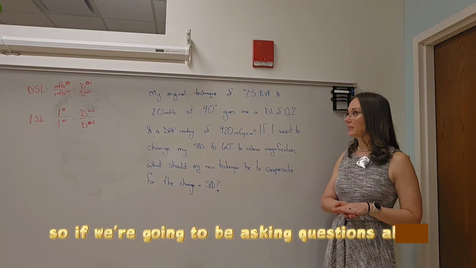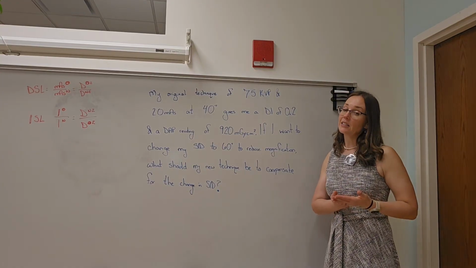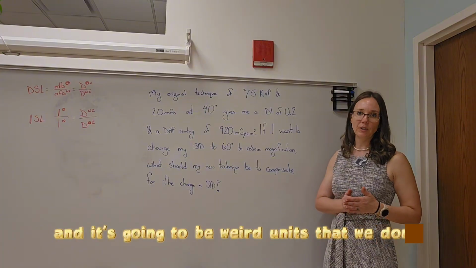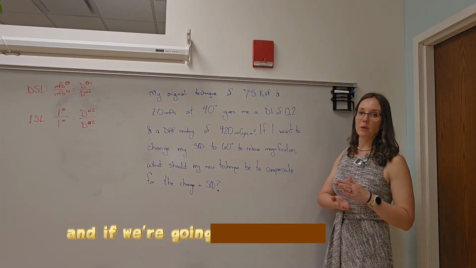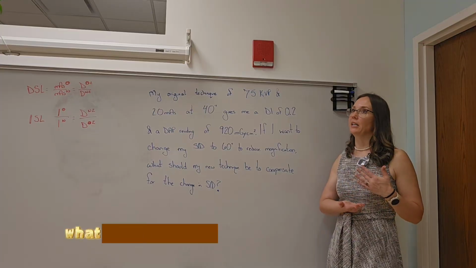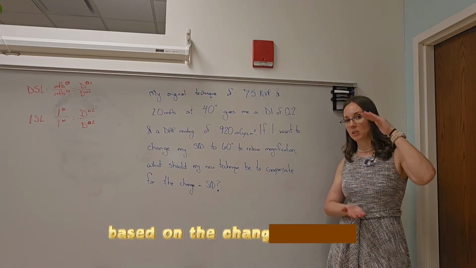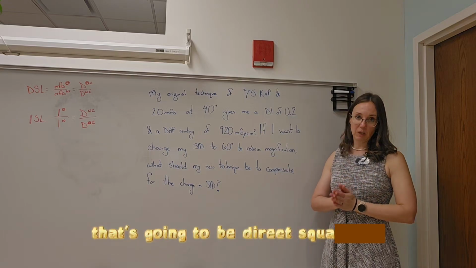So if we're going to be asking questions about the intensity, that's going to be ISL, and it's going to be weird units that we don't normally work with. And if we're going to be asking something about what kind of technique do we need to use based on the change in distance, that's going to be direct square law.